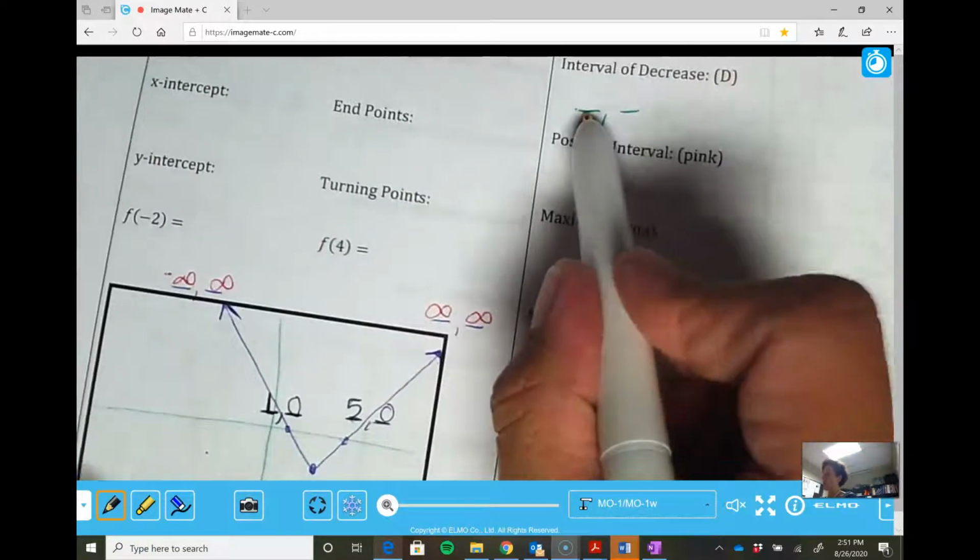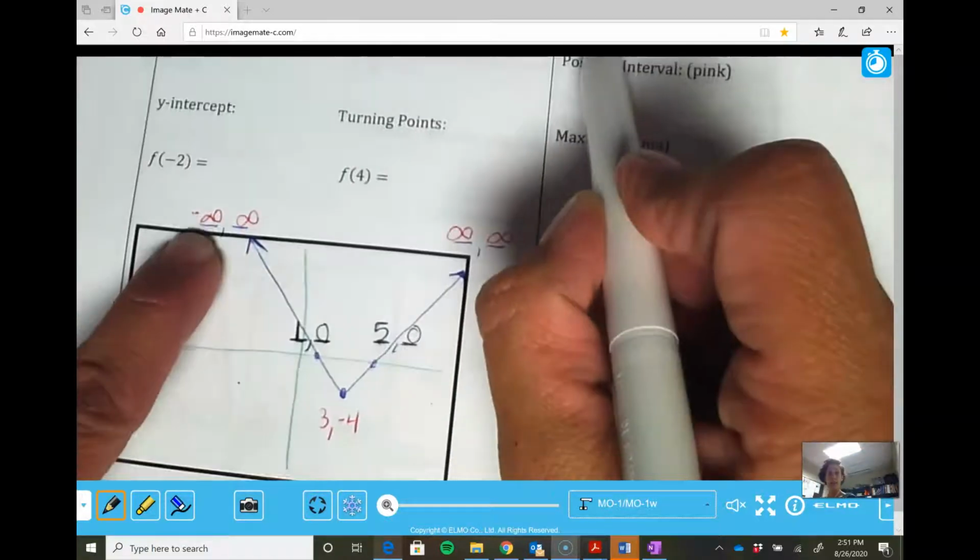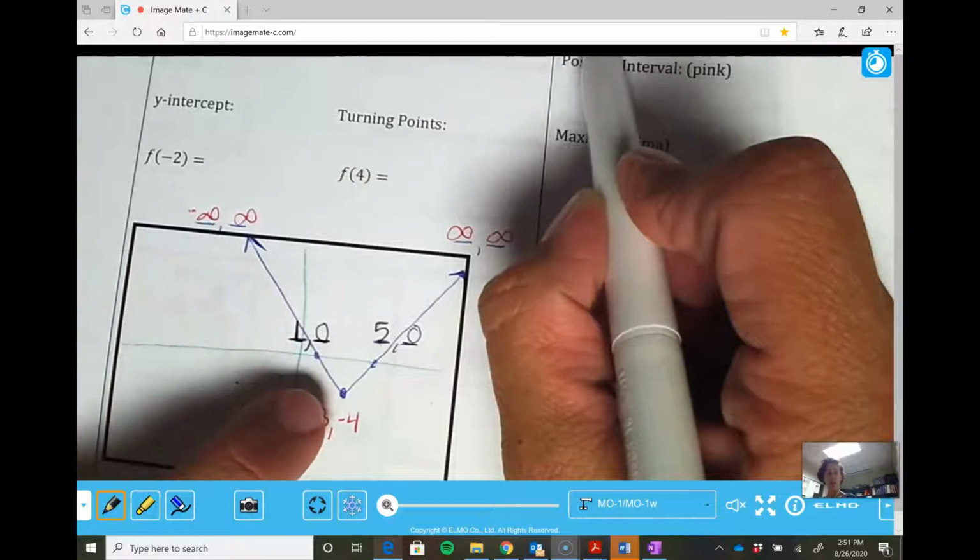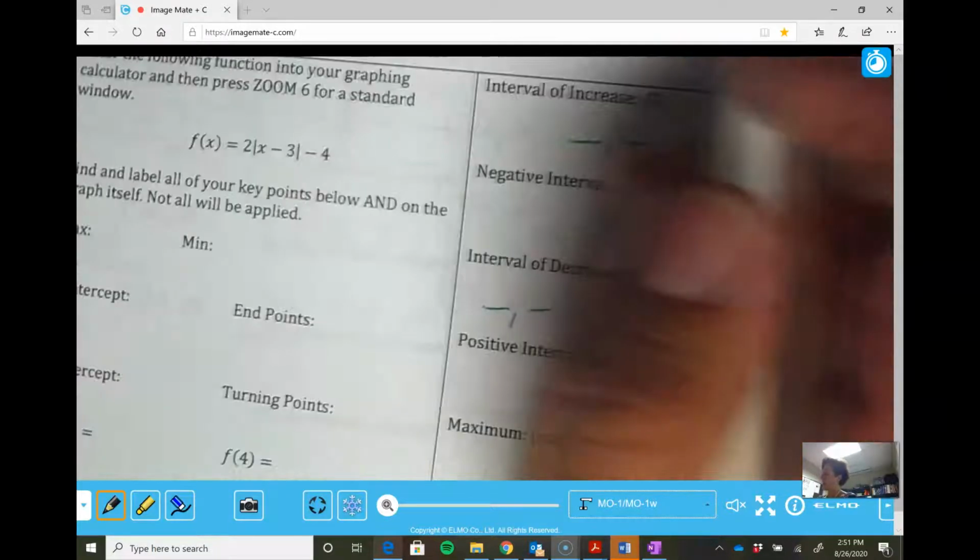And for the decrease, remember, you only use the x values. So it starts at negative infinity, and it goes to 3.